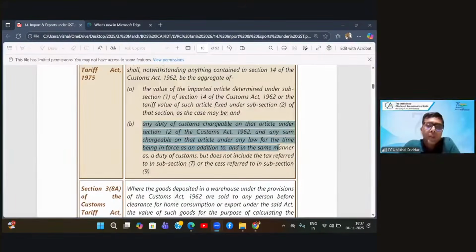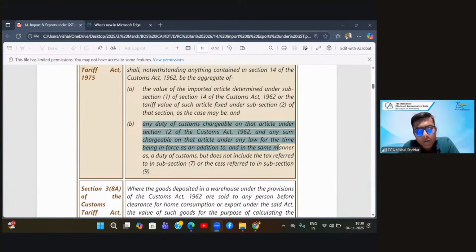Now, interestingly, if I link it with something under the GST law, the valuation is provided under section 15. And section 15(2)(a) says that for the purpose of GST law, the value of any goods or service will include any taxes other than the GST taxes which are levied on those goods or services. Now, if I read this part, section 3(8) of the Customs Tariff Act and link it with the GST valuation, you will find the logic of this particular clause B.